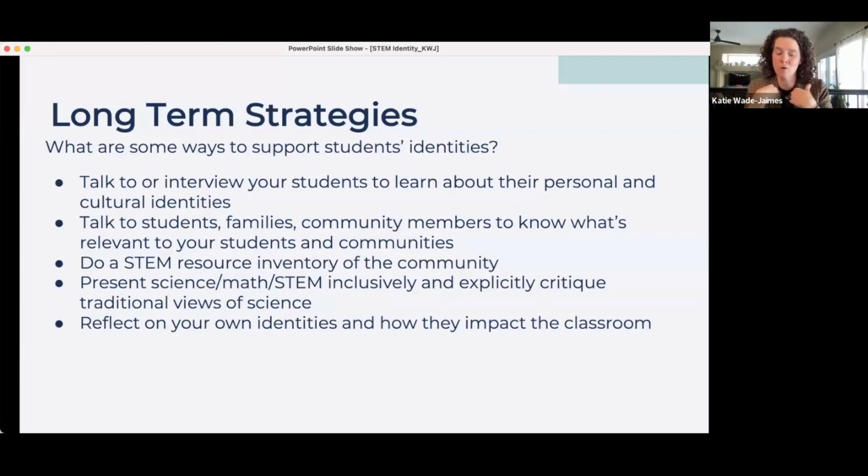And then reflecting on our own identities as educators and how they impact the classroom, especially if you teach in Clark County. We have students from so many different backgrounds. So many of our teachers, like myself, are white women who don't have the same identities and backgrounds as our students. So really reflecting on that and how it impacts your teaching practice.